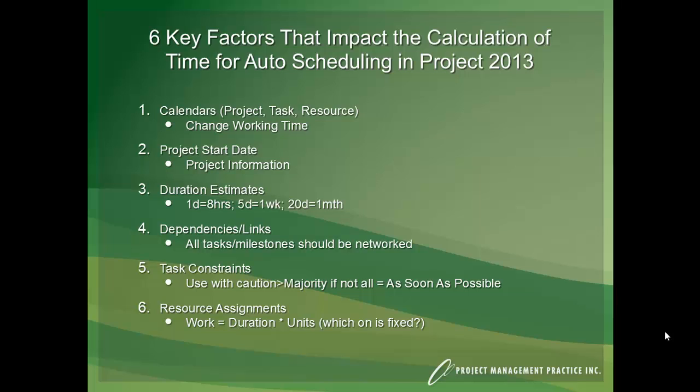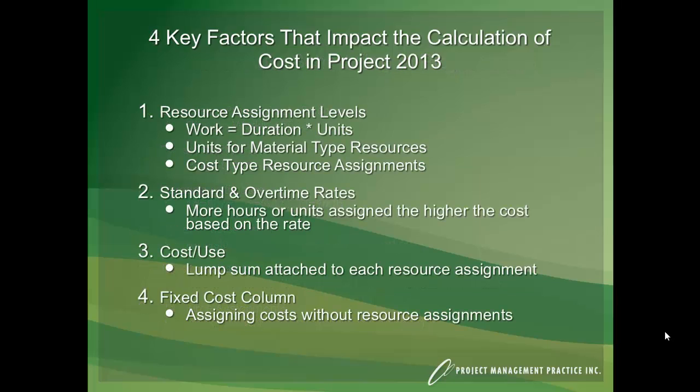We also talked about item 5, which is task constraints. I suggested that they can be useful, but use with caution. And the majority, if not all, should be As Soon As Possible. The sixth thing we looked at was resource assignments, and especially in effort-based tasks, they will have a big impact on the calculation of your schedule. And we talked about the fact that work equals duration times units, and the idea that you can fix one. So you can have a duration-based task, which is fixed duration, or a work-based task, which is fixed work, and you can have fixed units with effort-driven turned on to accomplish an effort-based schedule as well. So those are the 6 key factors that impact the calculation of time.